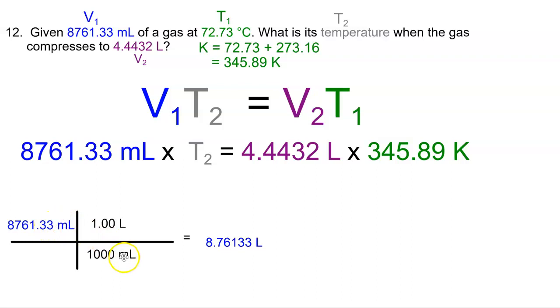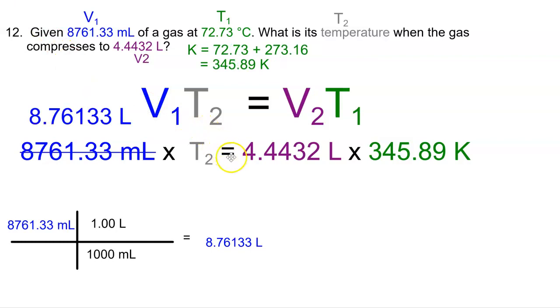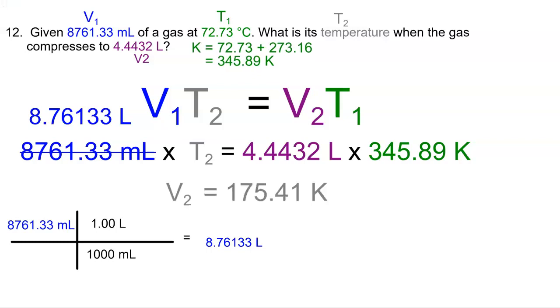So I'm going to take this 8761.33 milliliters. We know there's 1,000 milliliters in a liter. So we're going to multiply across the top, divide by numbers on the bottom, and we get this into liters. Then we substitute that in and do the math. Now when I divide by 8.76133 liters, my units of liters will cancel, leaving me only units of Kelvin, and that's what we'd expect. Pause the video, do the math, and see if you can get my answer. You should have gotten 175.41 Kelvin.